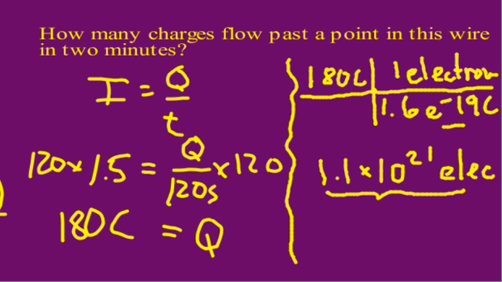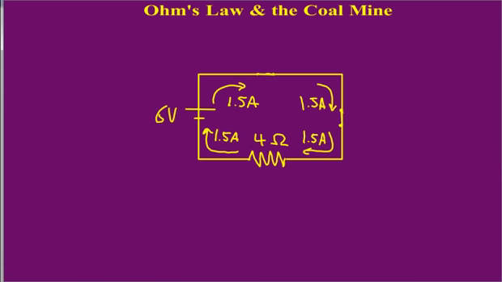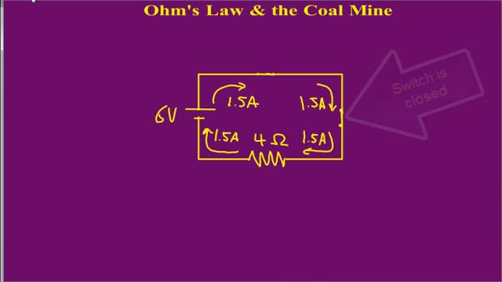Okay, let's get to the centerpiece of today, which is the coal mine analogy. So let me take the same circuit and go to the next page with a little more space. Again we have our 6-volt battery, and we still have the same 4 ohms of resistance. Let me clean this up a little bit here. And the 1.5 amps. So we're going to use a coal mine analogy.